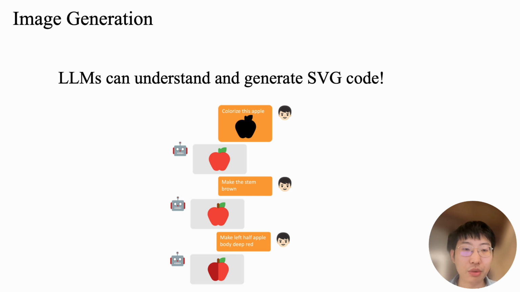Now let's come to the image generation and editing side. We found that LLMs can actually understand and generate SVG code. As you can see from this visualization, GPT-4 can actually colorize and really do some editing, such as making the skin brown.